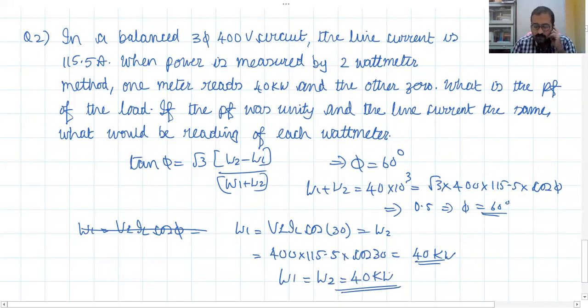So what is the total power under that condition? Total power will be 80 kilowatts.